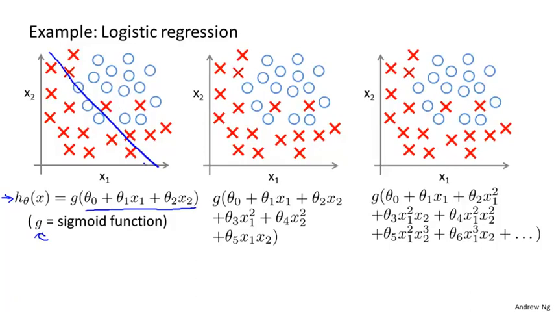And this doesn't look like a very good fit to the hypothesis. So once again, this is an example of underfitting, or of a hypothesis having high bias. In contrast, if you were to add to your features these quadratic terms, then you could get a decision boundary that might look more like this.